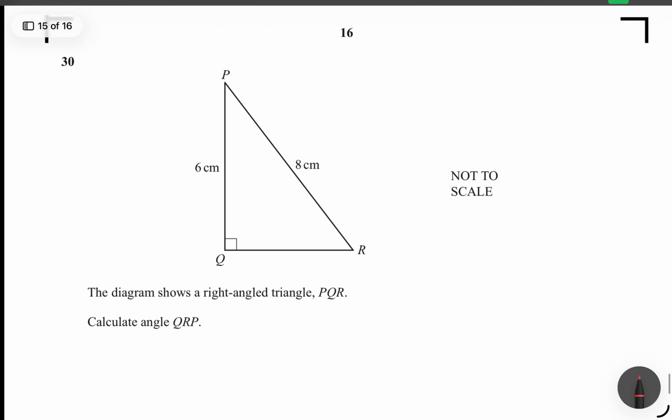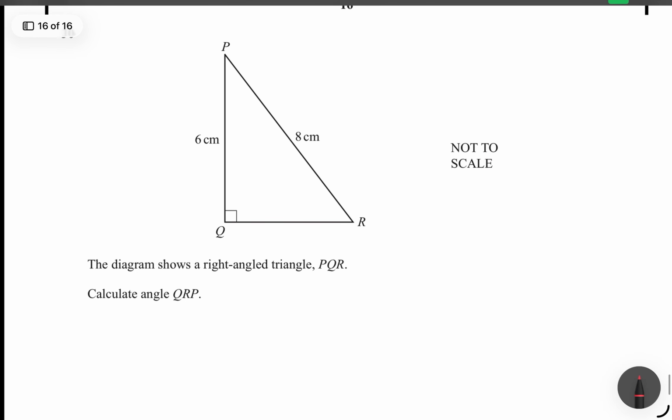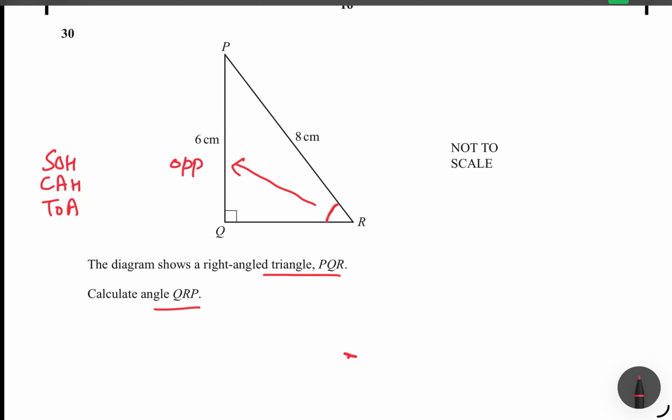Now number 30, this is the last question. The diagram shows a right angle triangle PQR. Calculate angle QRP. So QRP is this angle here. This is a right angle triangle, so we can use SOH CAH TOA here. Let's see which one works. This side is the angle, this is opposite, and this is hypotenuse, and we have these two, opposite and hypotenuse, so we can use sine.